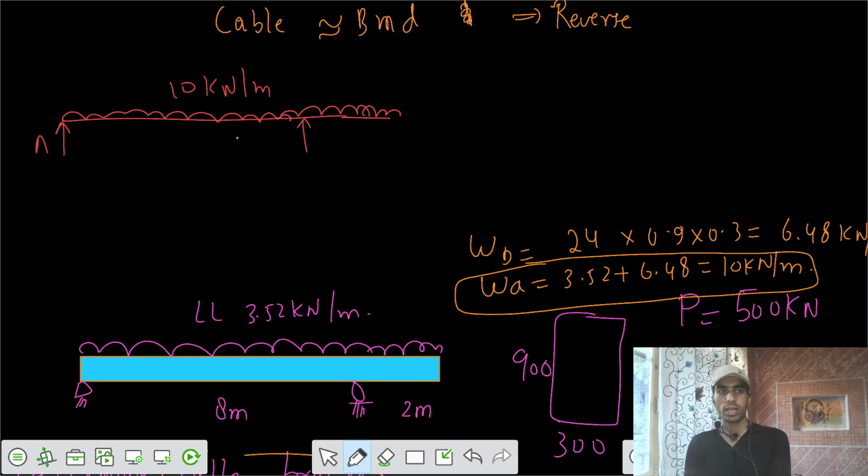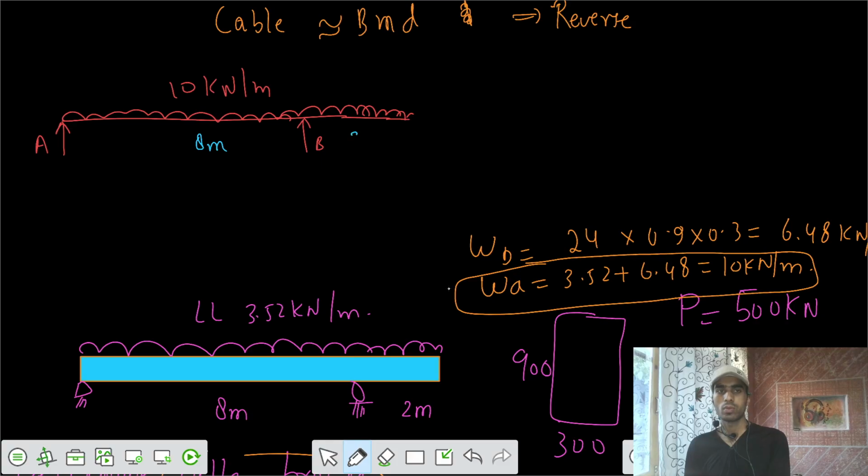Let's say this is support A, support B. If I get the equation of moment in terms of x, accordingly I can say the equation of that cable profile should be a function of that moment function. So if I try to solve for the bending moment at any section x, can you calculate that? For that I have to find the reaction at either of the supports.